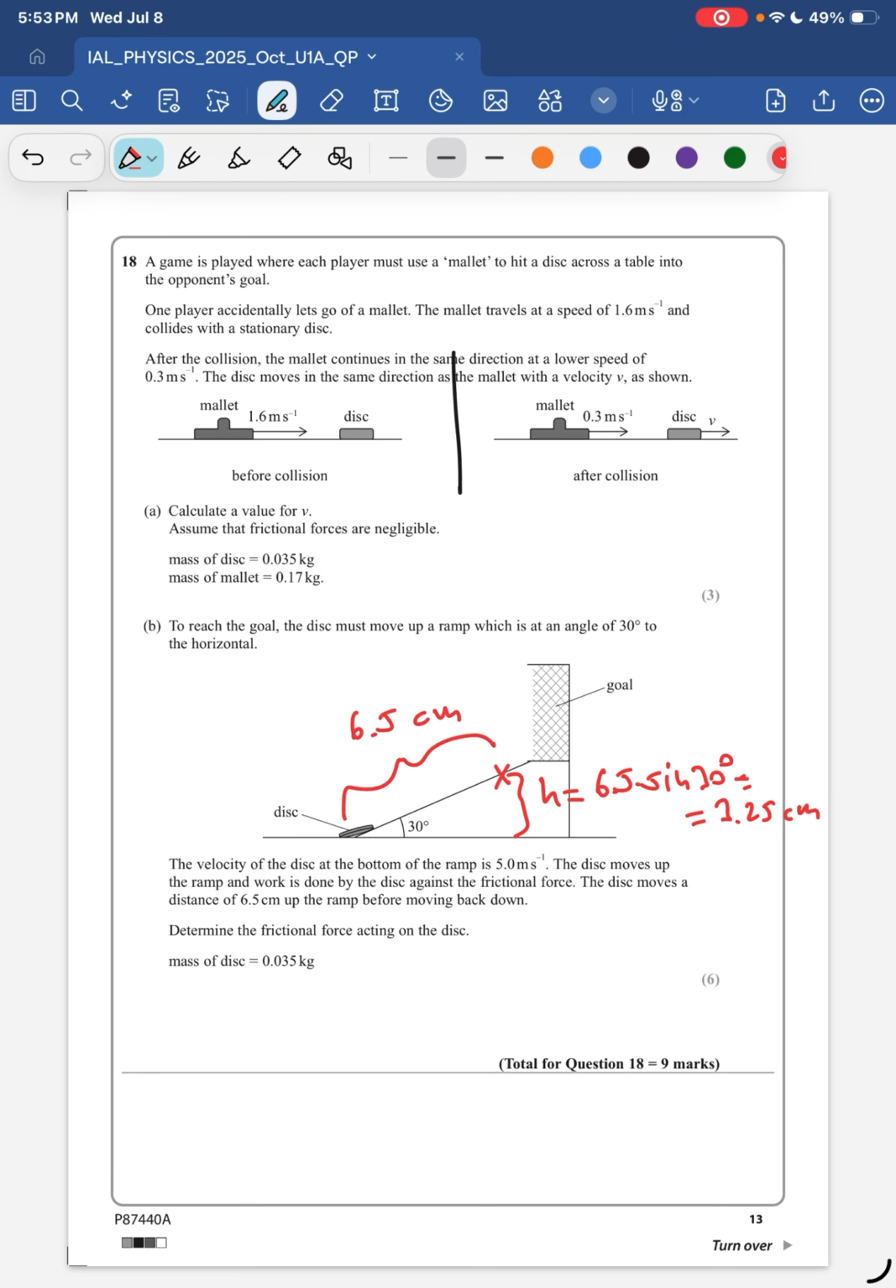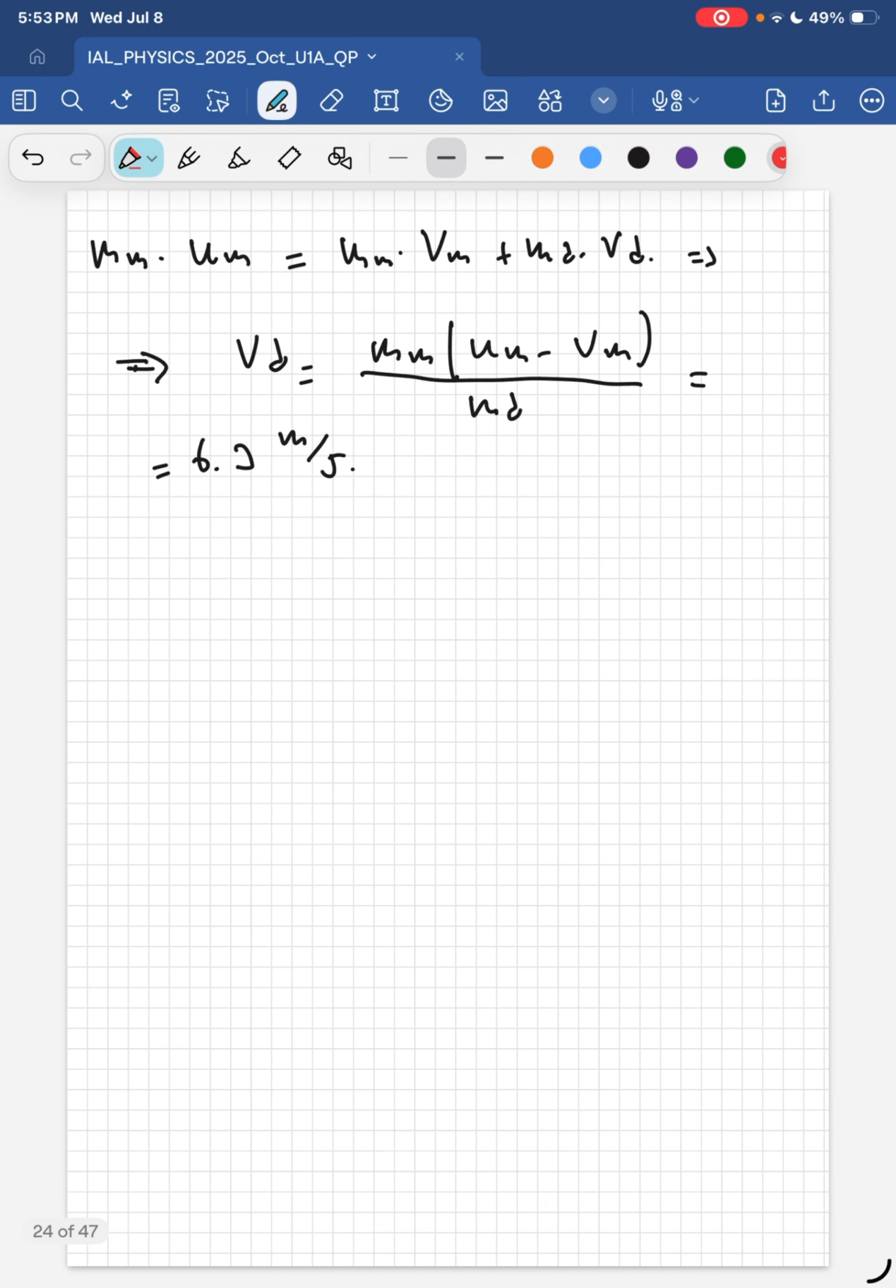So when the disk is moving down here, it has a kinetic energy 1/2 mv squared, right? And when it makes it to the top, at the point where I marked with a cross, it will have a potential energy mgh, right? But some work will be done by the friction while it moves up the ramp. So the work done by friction is going to be equal to the frictional force times the distance s up the ramp, and s is just 6.5 centimeters. Okay, so in other words, the conservation of energy will give you something funny.